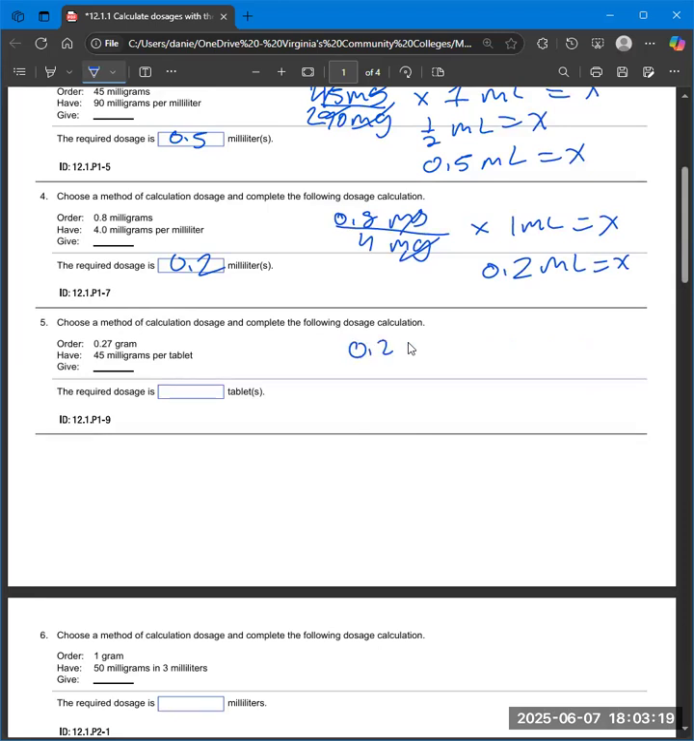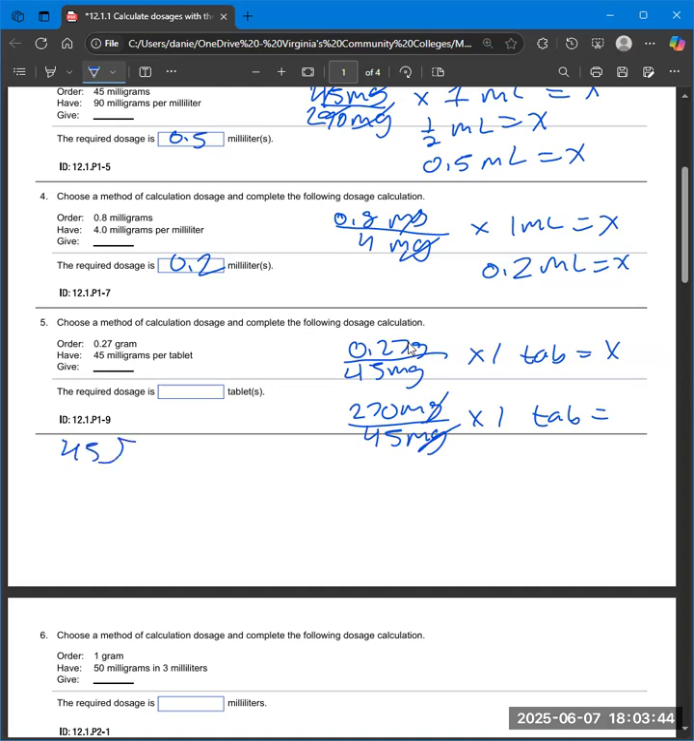27 hundredths of a gram. Watch out that there's a unit mismatch here. 45 milligrams in 1 tablet. So I need to convert these to milligrams. So that's 270 milligrams, 45 milligrams, 1 tab. 45 goes into 270 6 times. 6 tabs.